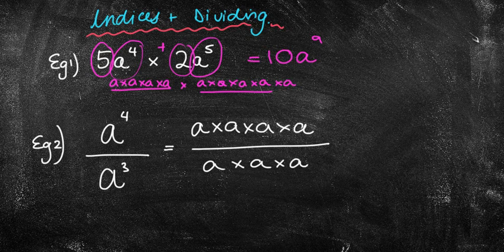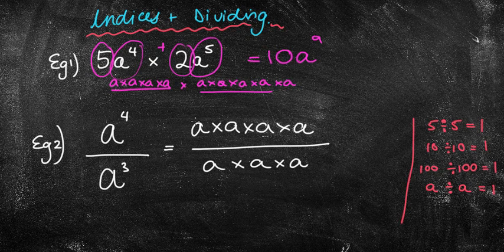Now, the question I'm going to ask you is, what is 5 divided by 5? You don't need to write this little bit down, but 5 divided by 5 equals 1. What is 10 divided by 10? Well, the answer is 1. What's 100 divided by 100? The answer is 1. What is a divided by a? The answer is still 1. Whenever you divide something by itself, the answer is always 1.